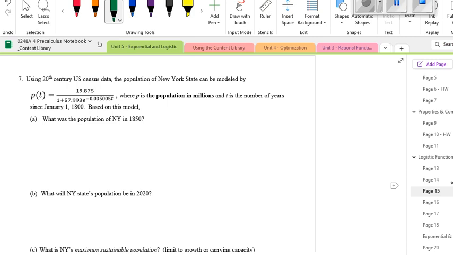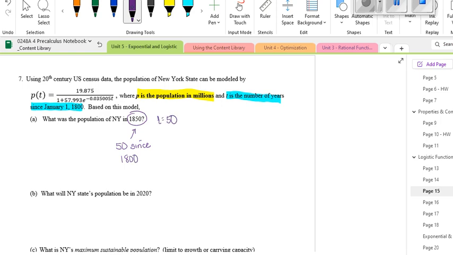One thing that's worthy of paying attention to here is that P represents the population in millions, where T represents the time in years, since January 1st of 1800. It says, based on this model, what is the population in New York State in the year 1850? Or in other words, 50 years since the year 1800, making our t value equal to 50.